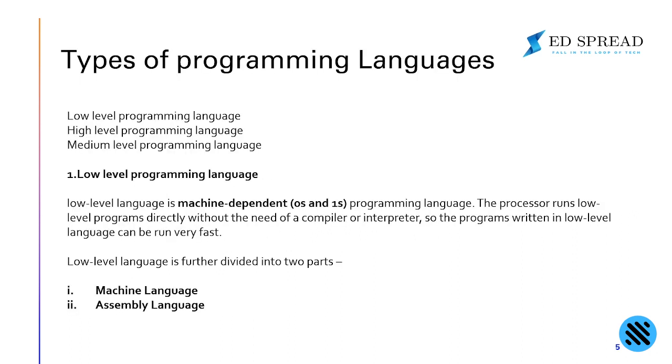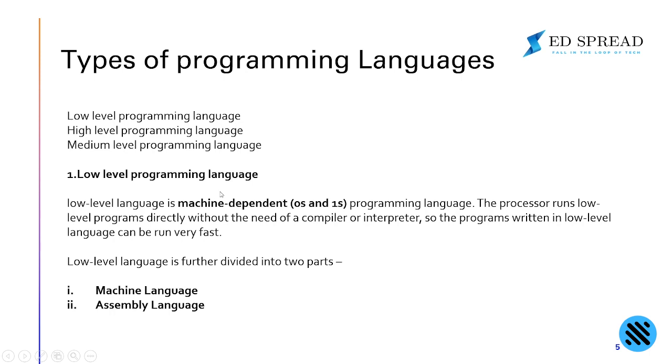So let us see the types of programming languages. There are namely three types of programming languages. Those are low level programming language, high level programming language, and medium level programming language. Python comes under high level programming language. First of all, let us see the three types of programming languages and examples of each of them, right? So first let us see about low level programming language.